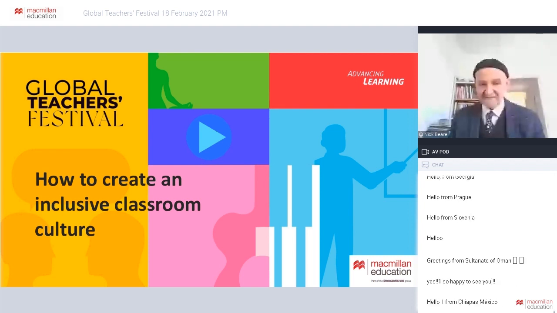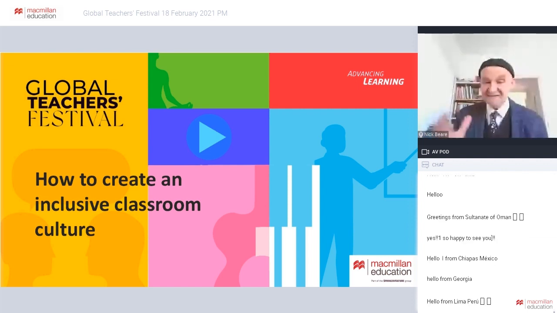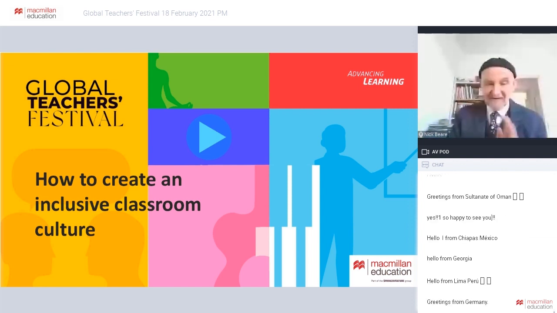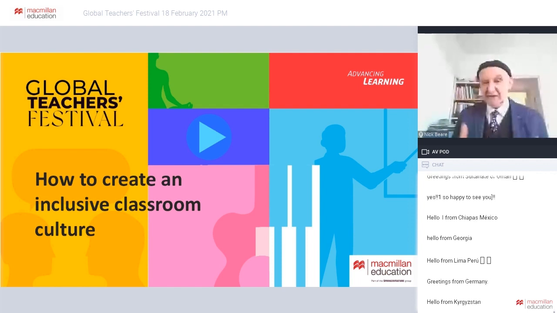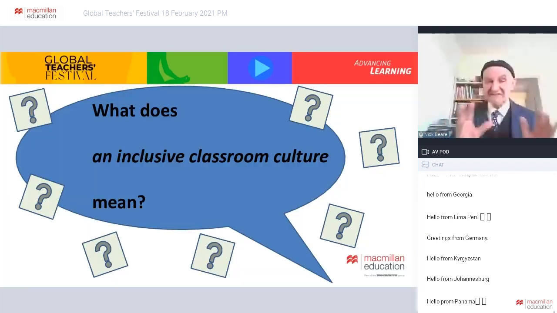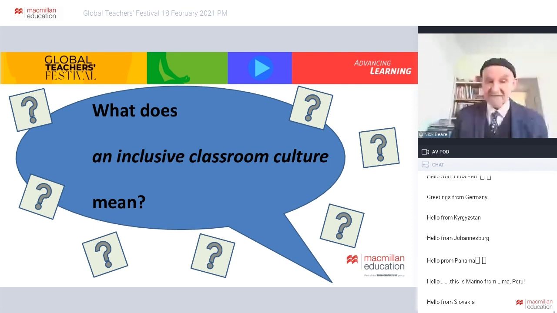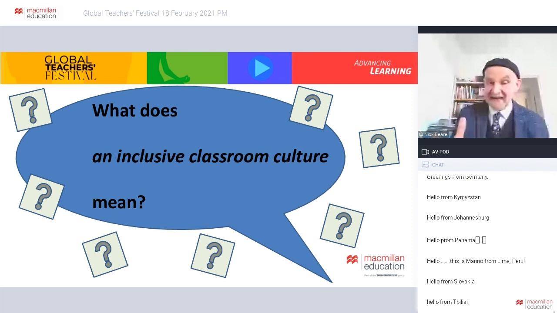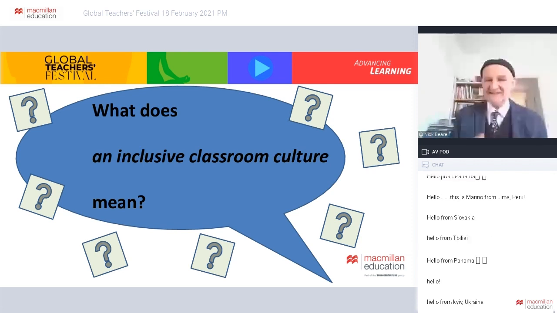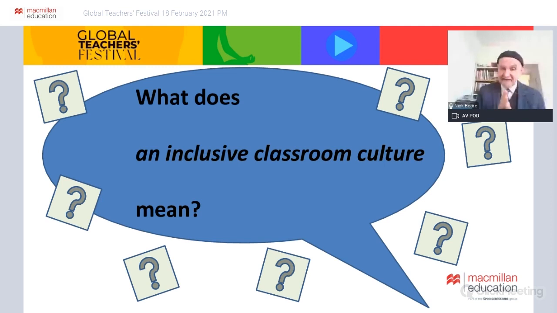An inclusive classroom culture. Right, sounds a little bit wordy. Oh, what's all that about? This is not going to be difficult theoretical stuff. It's a lot of practical ideas. But of course, first we need to talk about what an inclusive classroom culture means. It sounds like the sort of thing that we should have, but what does it actually mean? So we're going to talk a little bit about that, and how ideas can help create a wonderful inclusive classroom culture.